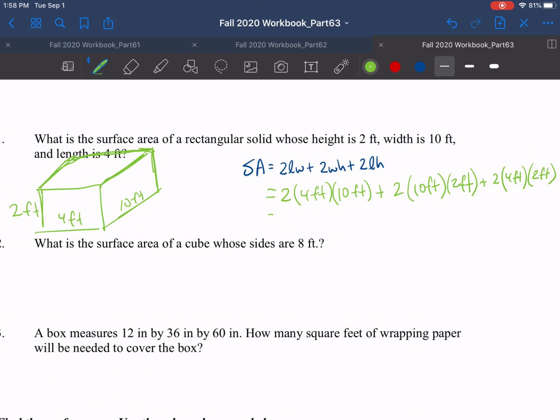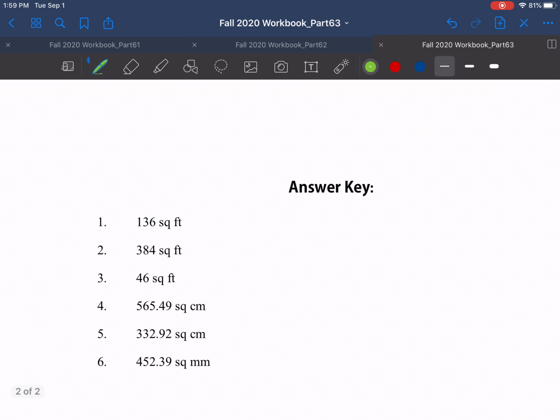There we go. And so this becomes 2 times 4 times 10. So 2 times 4 is 8, times 10 is 80 feet squared, plus 2 times 10 times 2. Well, 2 times 2 is 4, times 10 is 40 feet squared, plus 2 times 2 is 4, 4 times 4 is 16 feet squared. And that'll ultimately give you 80 plus 40 is 120, plus another 10 is 130, plus a 6 is 136 square feet, just like that. Okay, and then you can come over here and check, and yep, that's the answer we were looking for, so we got that one right.